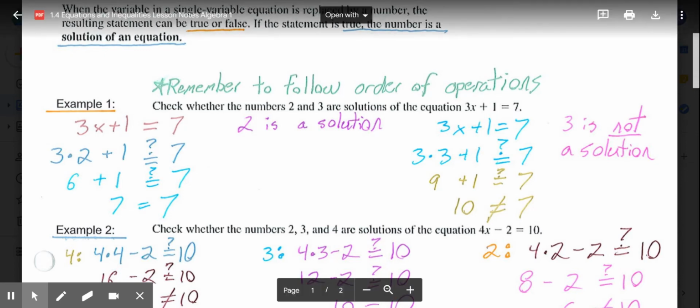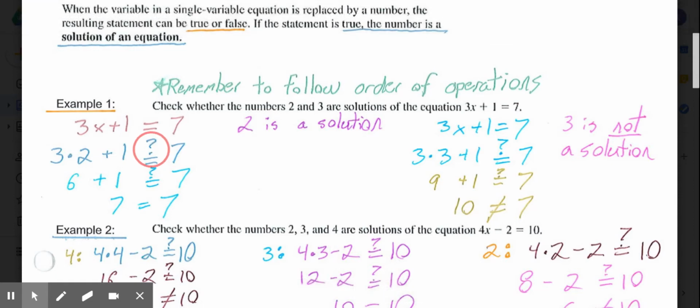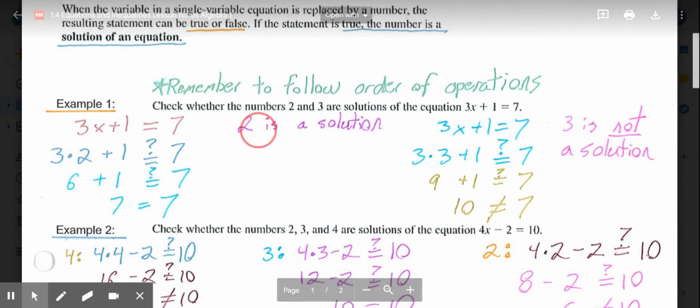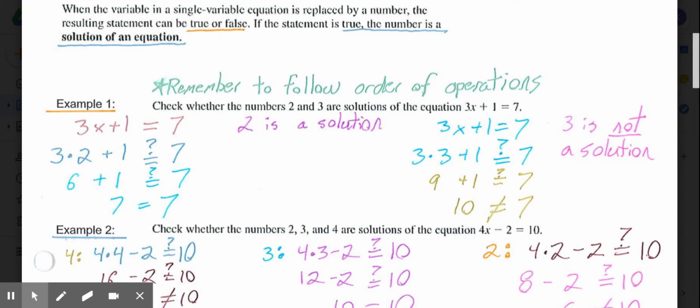So when we check if 2 is a solution, our equation is 3x plus 1 equals 7. The question mark above the equal sign just means we're checking. So we substitute 2 in for x. We have 3 times 2 plus 1, and then 7 on the other side. 6 plus 1, so 7 equals 7. So the two sides are equal. That is true. So 2 is a solution of that equation.